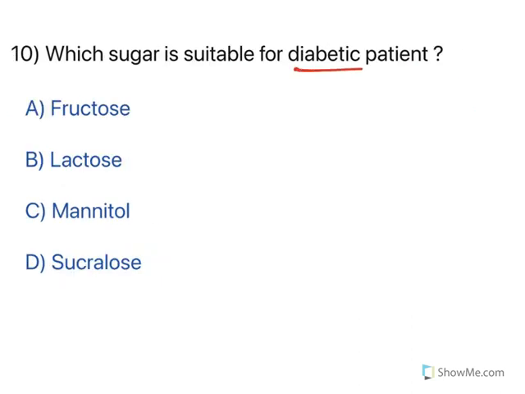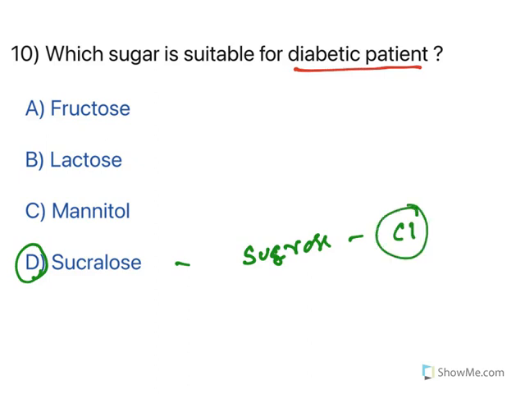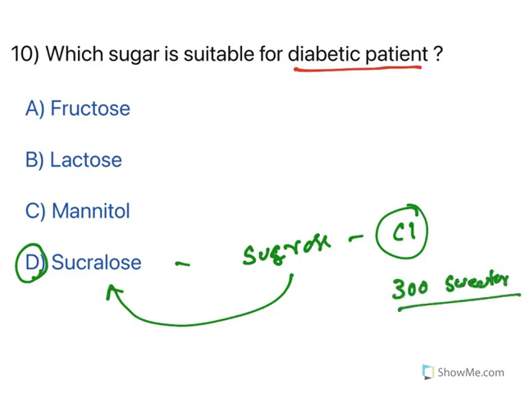Which sugar is suitable for a diabetic patient? Now see, sucralose is a modified sugar. This is nothing but sucrose. Sucrose is modified by replacing hydroxy groups with chlorines, and that results in sucralose. Now the advantage is it is at least 300 times sweeter than sucrose. At least, I'm telling you, it is at least 300 times sweeter than sucrose.